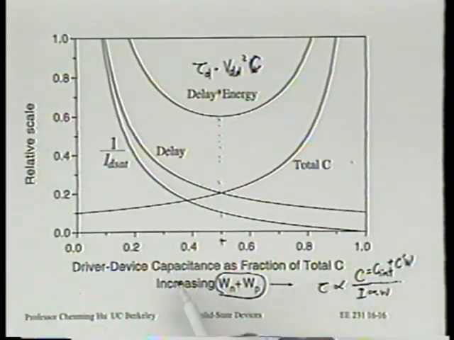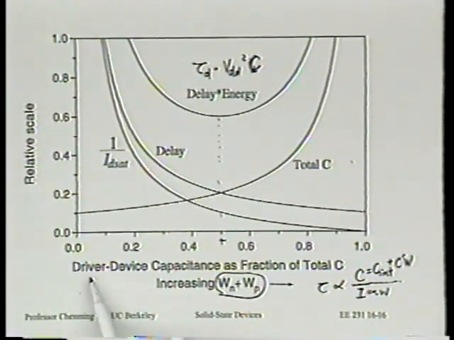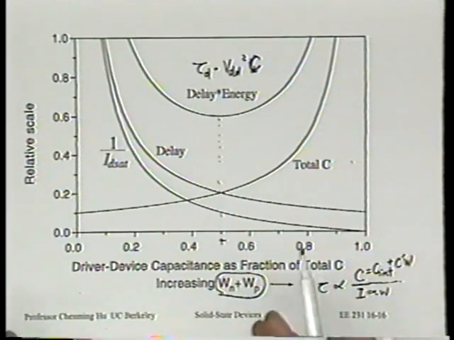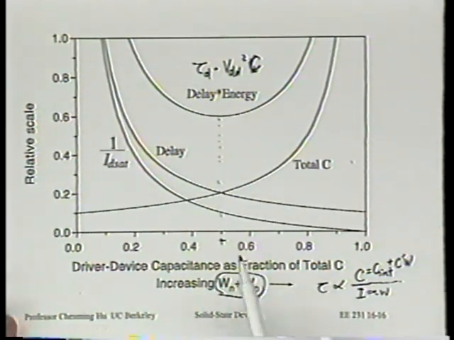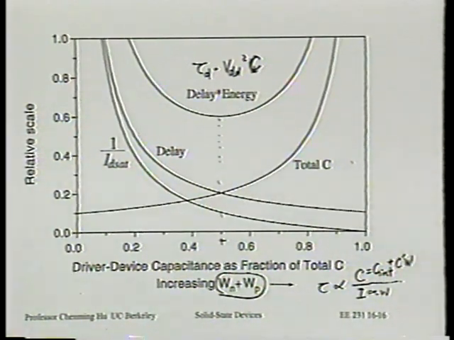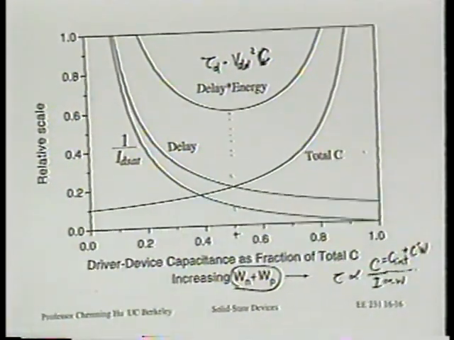For example, if you insist that when driver capacitance is enlarged, the load W also is enlarged. If you enlarge the driver device W, you also enlarge the load device W in proportion. If you insist on that, then I should really just say driver device and load device. So let me rephrase this. I think this is a better phrase.